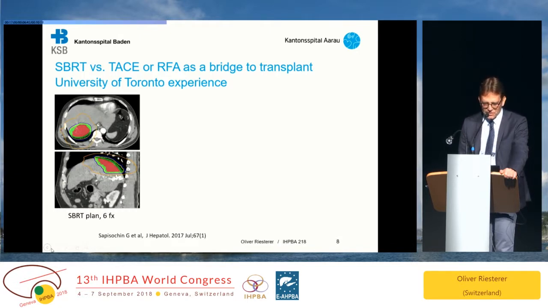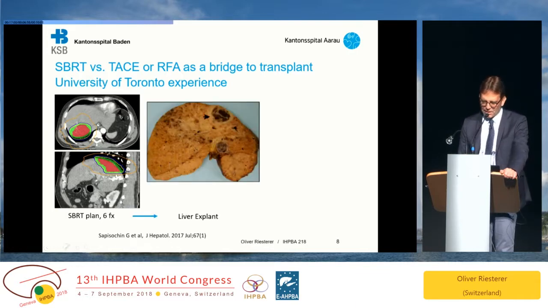In red, you see the tumor. And usually we draw a margin of 1 centimeter around the tumor. And then with SBRT, we can really homogeneously treat the tumor plus this rim around it. Here you can see the tumor after SBRT in the explanted liver. You see the necrotic tumor and also a white rim, which is the cirrhotic area.